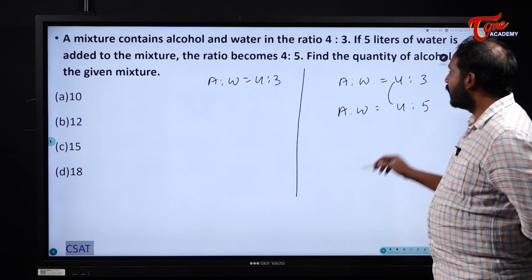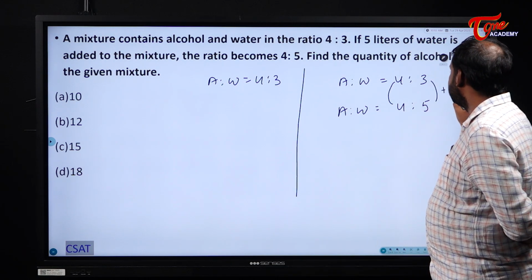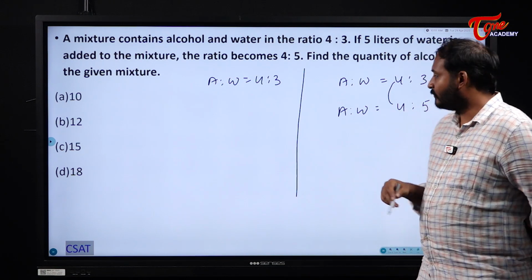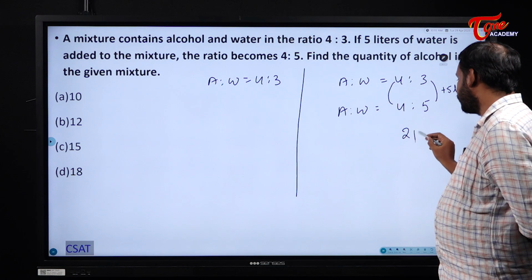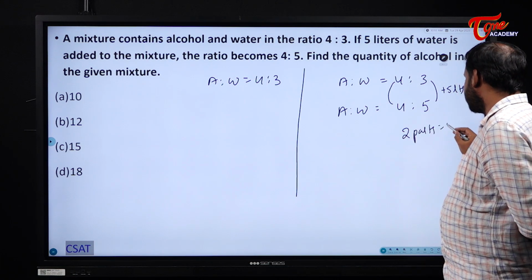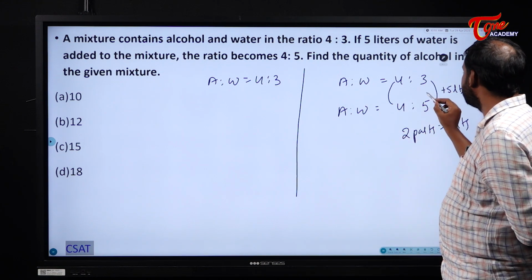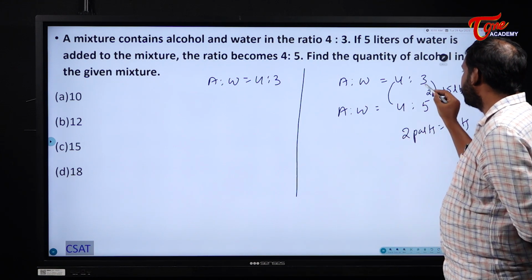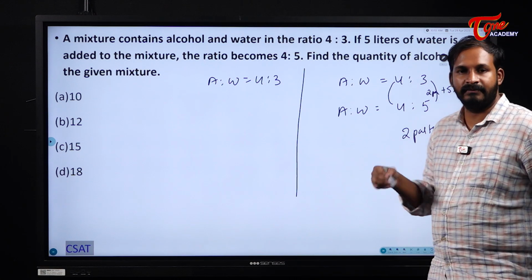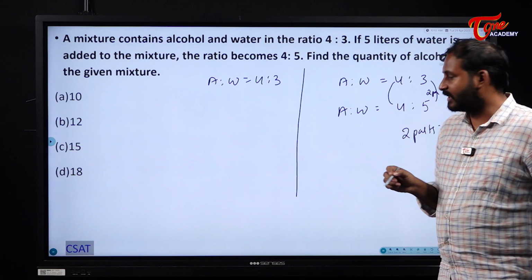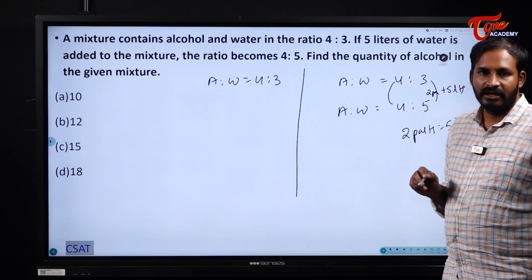So what is happening here? Only the water portion changes. It is becoming 3 to 5. That means 2 parts is equal to 5 liters. Why? Because from here to here, that is a 2 parts difference. This 2 parts difference came because of the addition of 5 liters of water. That means 2 parts is equal to 5 liters.